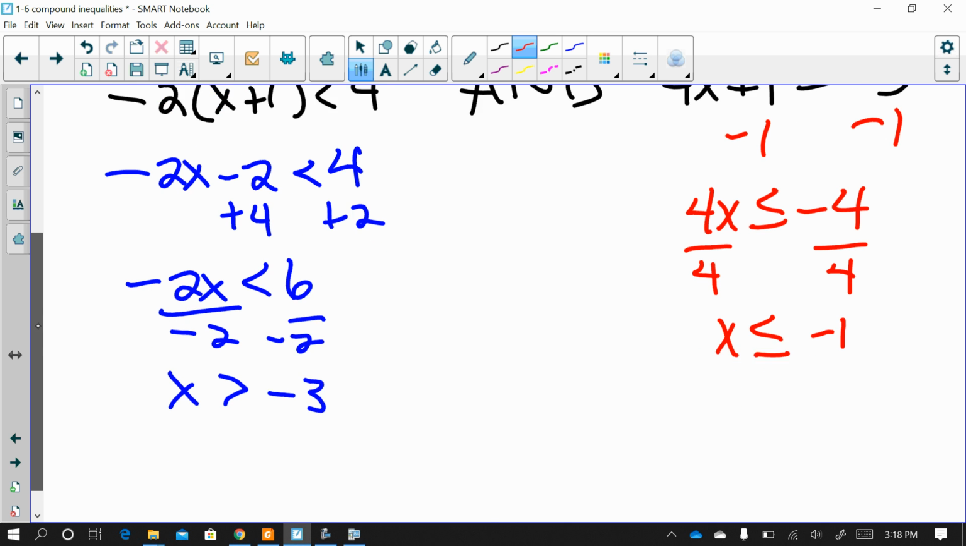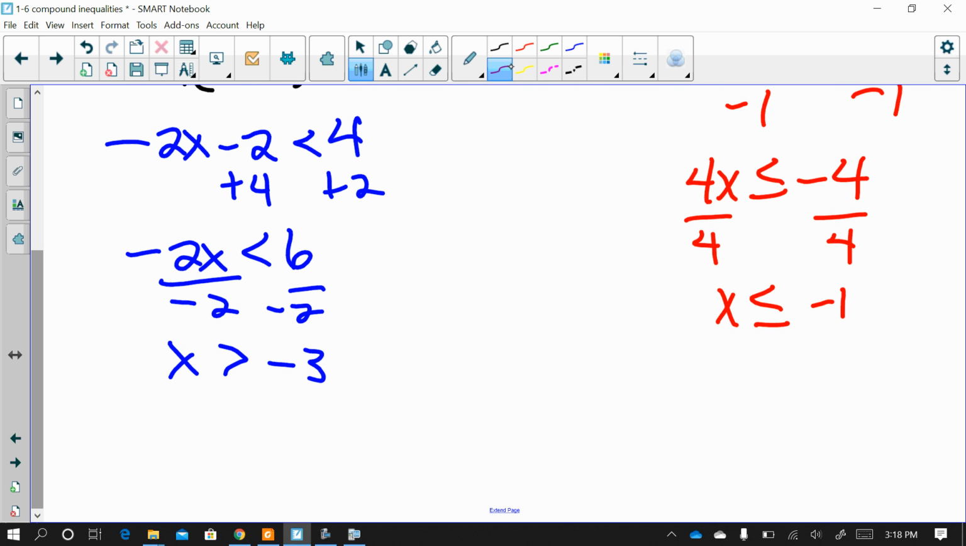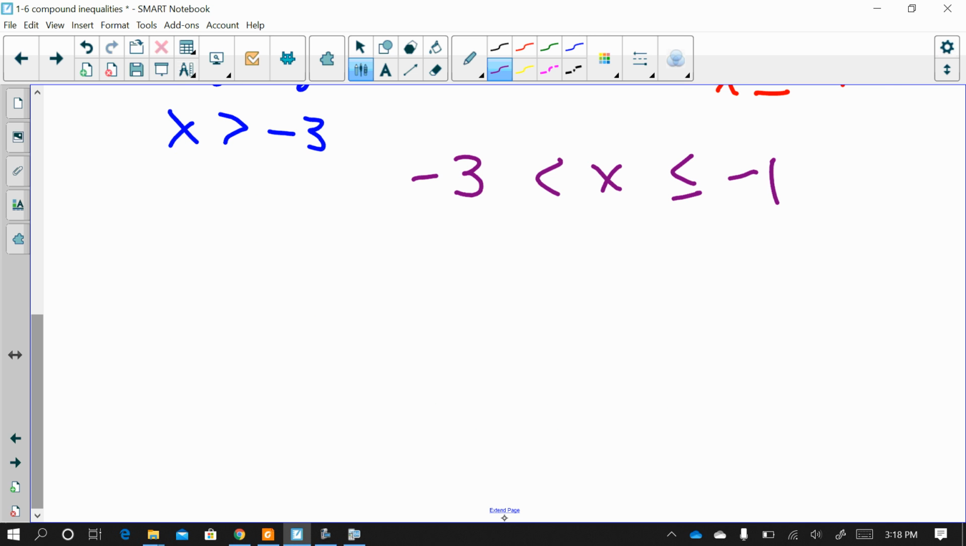So let's put it together. I personally like to put them together so I can see it a little bit better. I'm going to put it in order. So -3 is smaller. I know x will go in the middle, and -1 is bigger. Looking over here in the blue, my mouth is eating the x, so I need to keep it eating the x. Over here on the right, the mouth is eating the -1. Still eats the -1. And now it's pretty easy to graph.